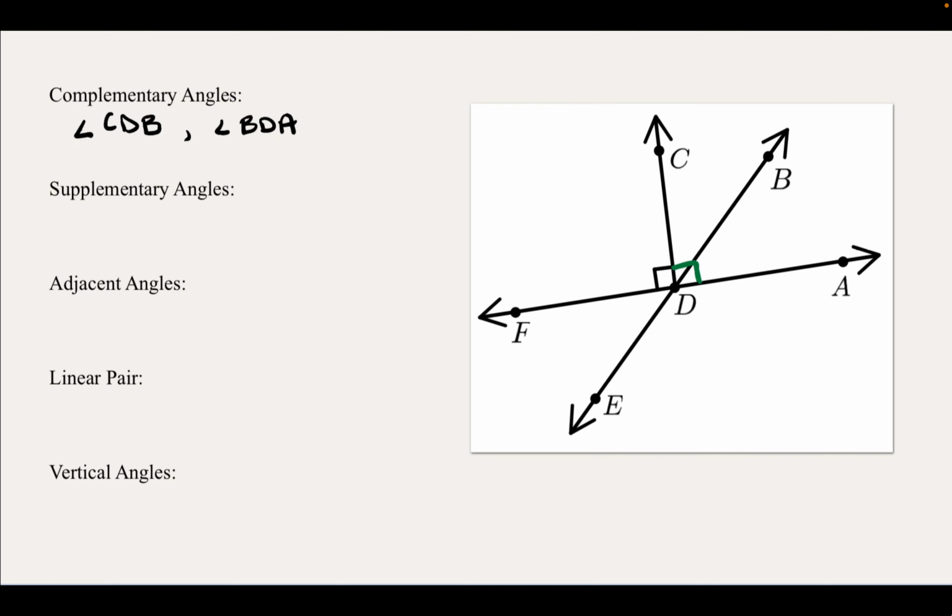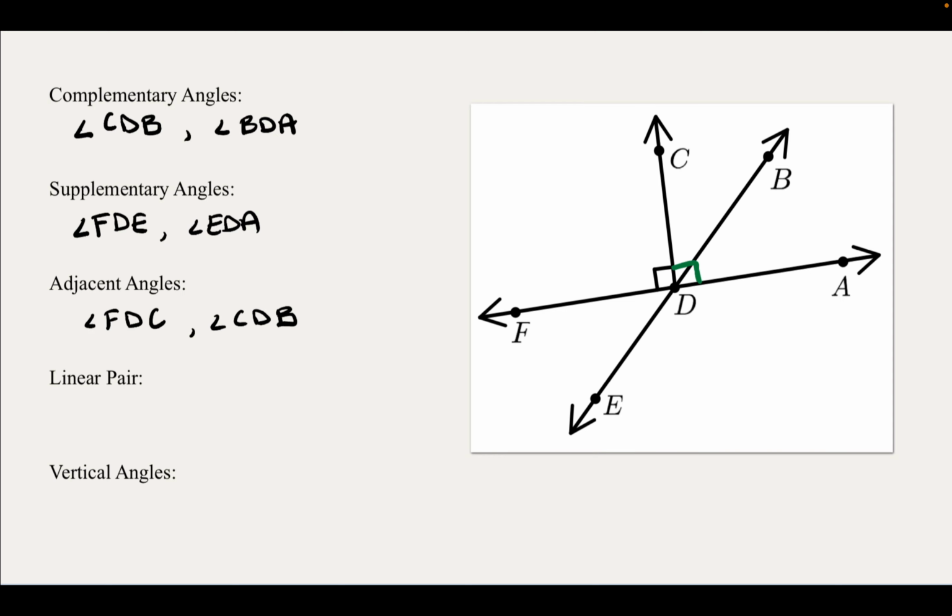Supplementary angles. Now there's actually a few that you could choose from. I'm just going to go ahead and pick this as my line, and I'm going to say that this forms my supplementary angle. So FDE, EDA give me supplementary angles. Adjacent angles. Now you're looking for angles that have a common side. So again, there's lots of different options here. I'm going to go with angle FDC and angle CDB.